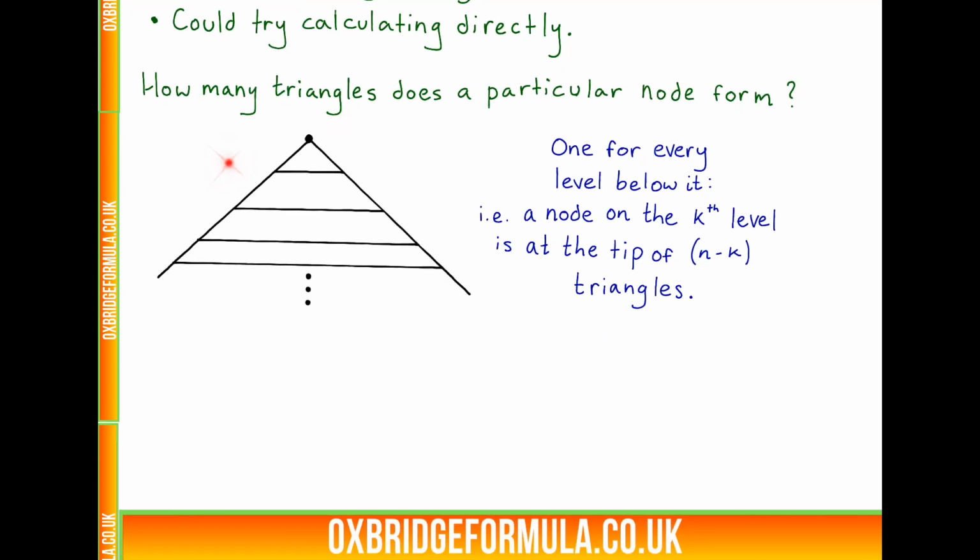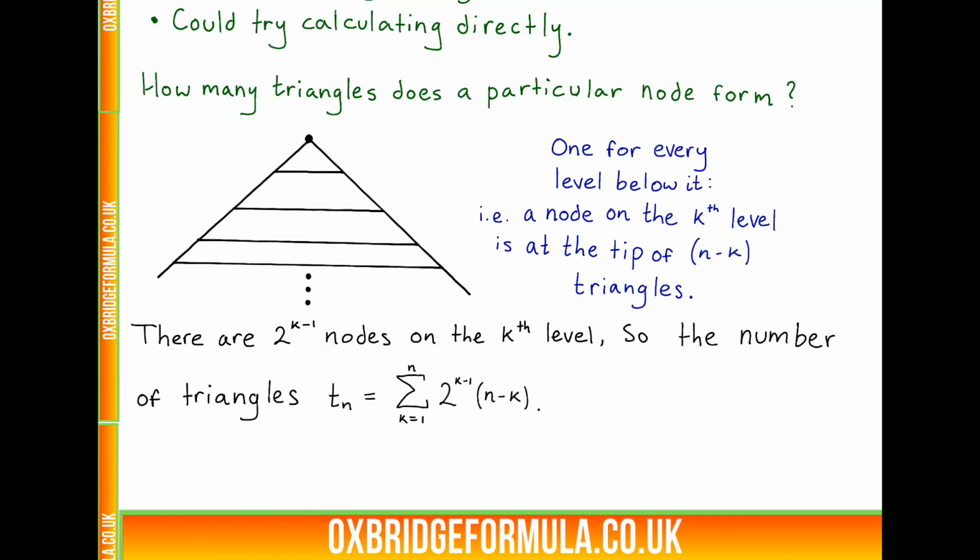How can we add this up over the whole graph to find the number of triangles? How many nodes are on each level? How many levels are there? Our first level has one node, and each time we go down a level, we double it. So, what must our number of nodes per level be? Level k must have 2 to the k minus 1 nodes, and hence we can add up, for each row, 2 to the k minus 1 nodes times n minus k triangles formed by that node. So now we have an expression for our number Tn, the number of triangles. We just need to evaluate this sum.